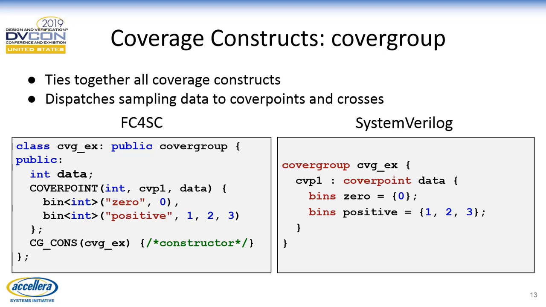And here is an example of how to create one cover group. For that, we have the cover group class defined in the library, and you have to extend that. Here we have an internal data that will be the point of sampling for the cover point. And then we have the macro, which is registering the cover group to the library. So you have to use this in order to define your cover group.